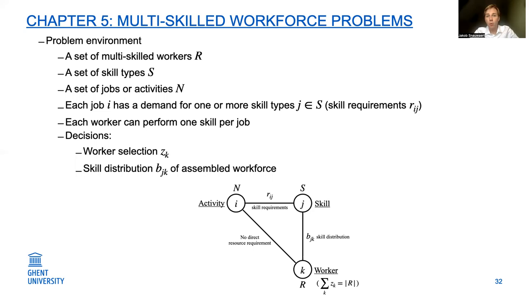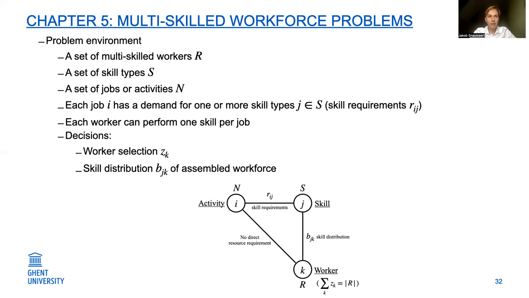Important to take into account here is that we do not do any scheduling in this study. So we go away from the scheduling of activities in this case. We only look at the assembly of workforces. And for that, we have three sets. We have a set of multi-skilled workers, a set of skill types, and a set of jobs.